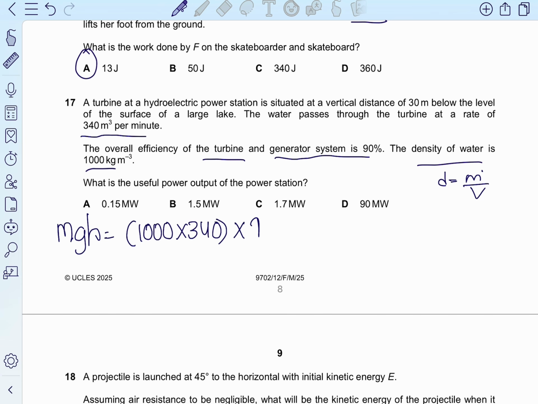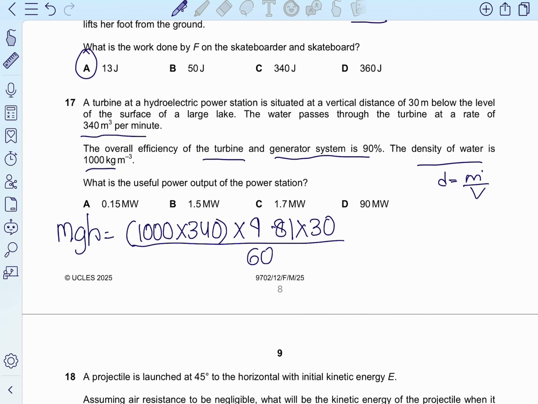The value of g is 9.81, and it is 30 meters below the surface. So that means ideally it has 30 meters. And that is per minute. So if I divide this by 60, I would get per second, which is essentially the power. 1000 into 340 into 9.81 into 30 divided by 60 gives me 1667700. That's the input power.